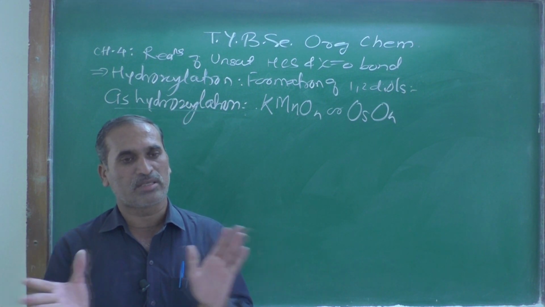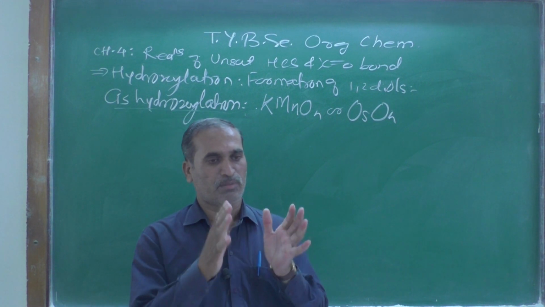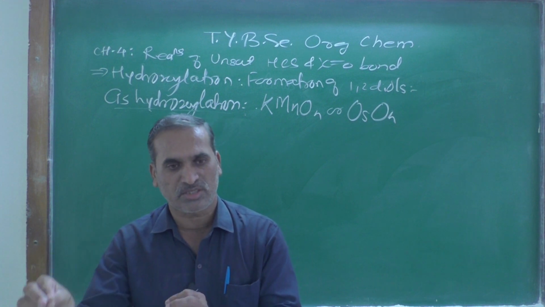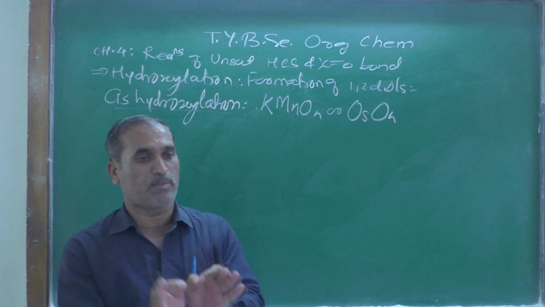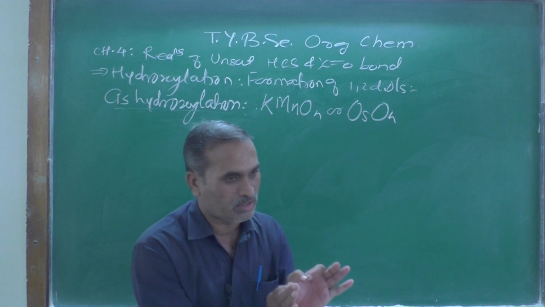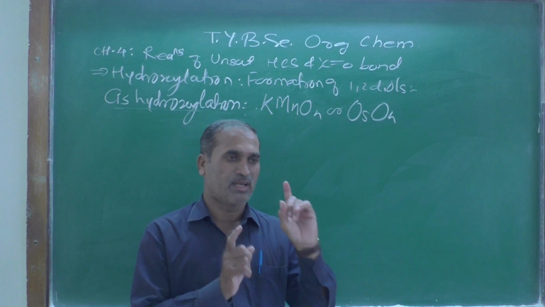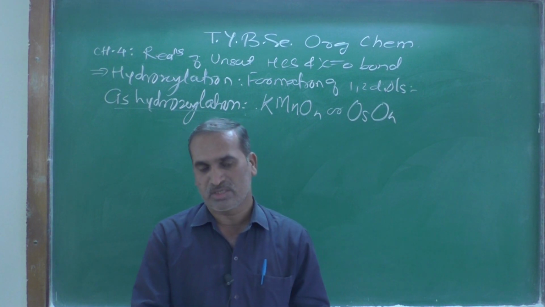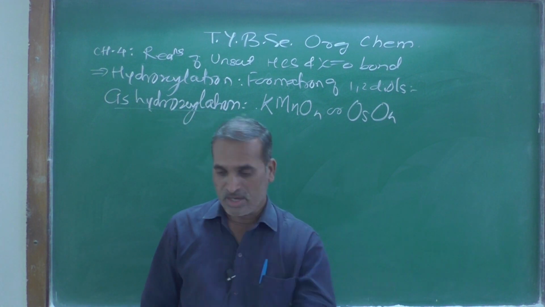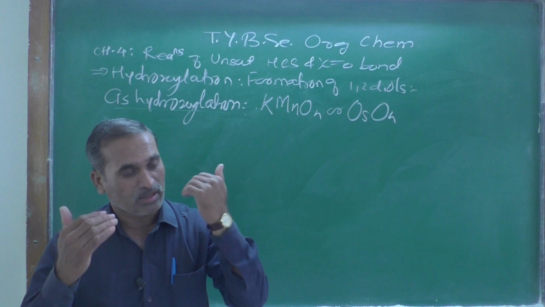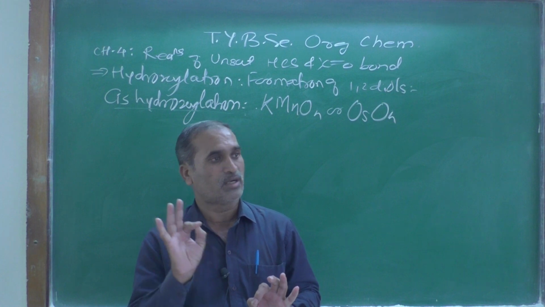If the pink color disappears, there is decolorization, which means the reaction has taken place. Suppose there is no decolorization and the original pink color remains as it is in the test tube. That clearly indicates that the given compound is saturated in nature, or what we can call an aromatic compound.